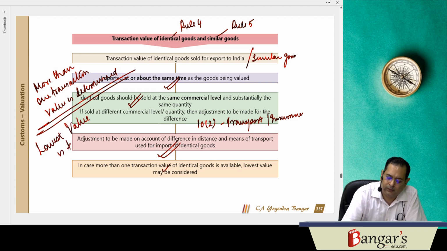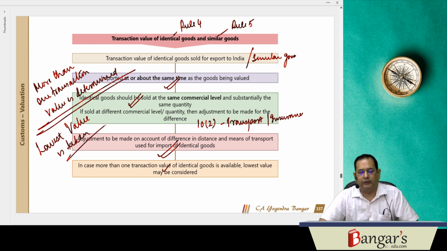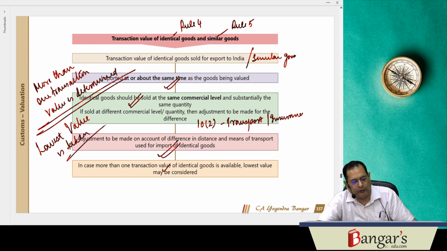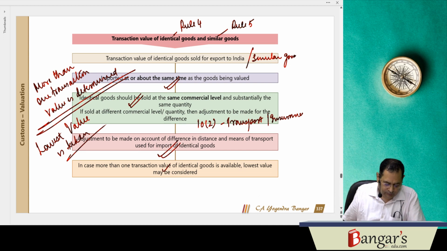So basically, at the time when the declaration for value is presented, if the value of the goods cannot be determined as per the provisions of rule 3, then we have to see the identical goods. What is the transaction value of the identical goods imported at or about the same time when the declaration for value is presented? That value is to be taken. Then rule 5 is similar. Instead of the term identical, you have to substitute the term similar.